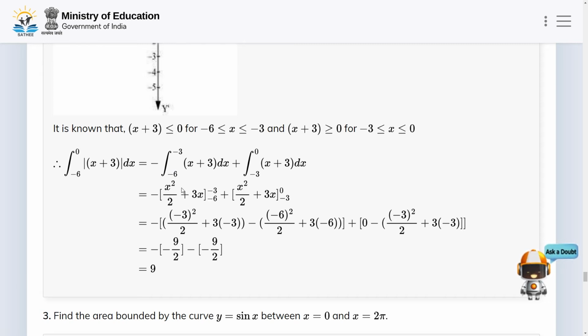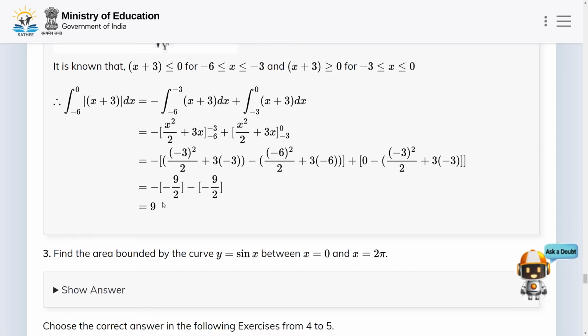Apply the second fundamental theorem of calculus, so you will get 9 as your answer. After evaluating this, you will have 9 as your answer. Or you can also say that the area under this curve, from -6 to 0, will be 9 square units. Clear? I hope it is clear to you. Okay, so far so good.